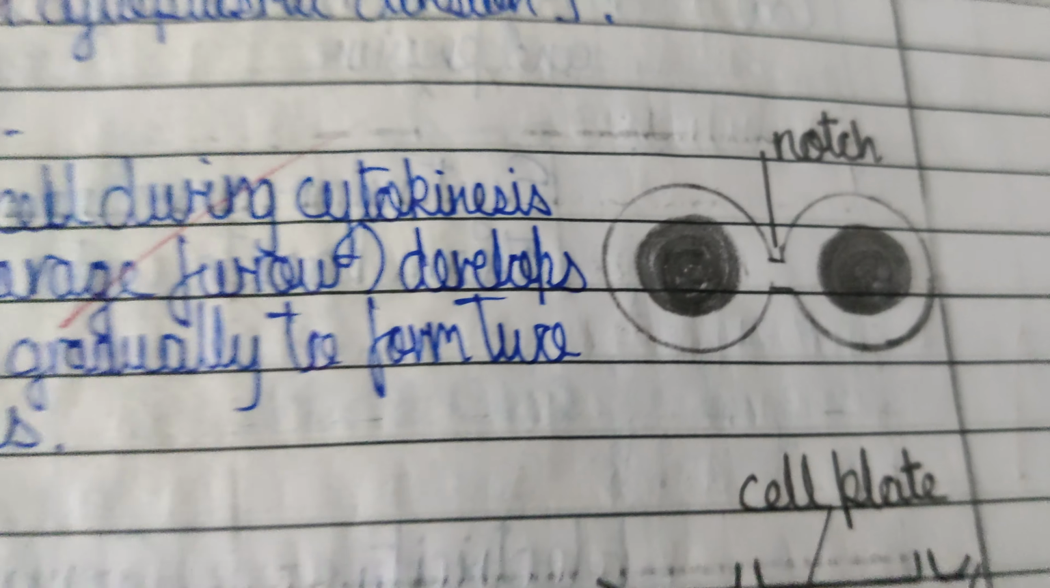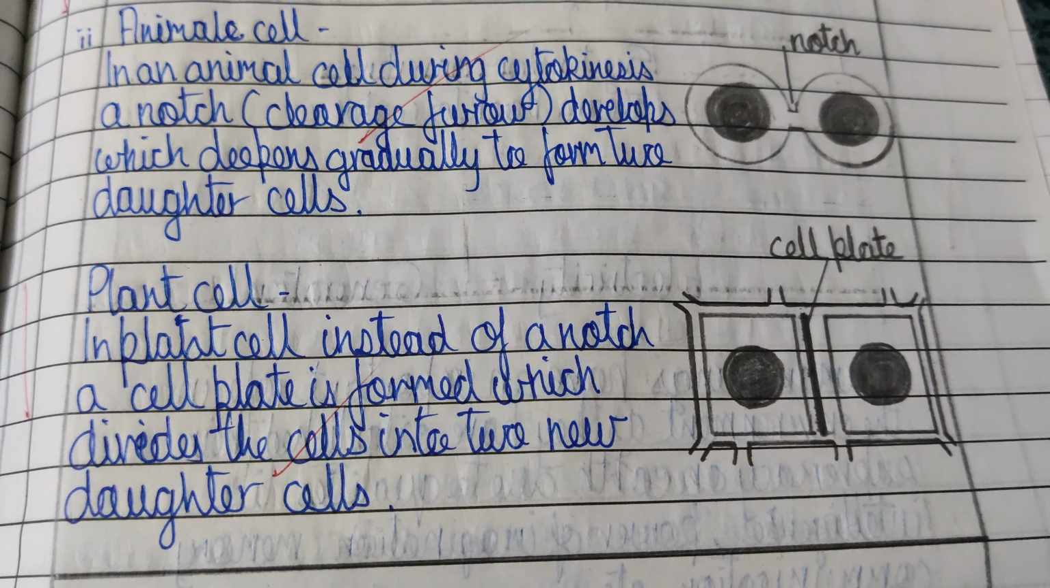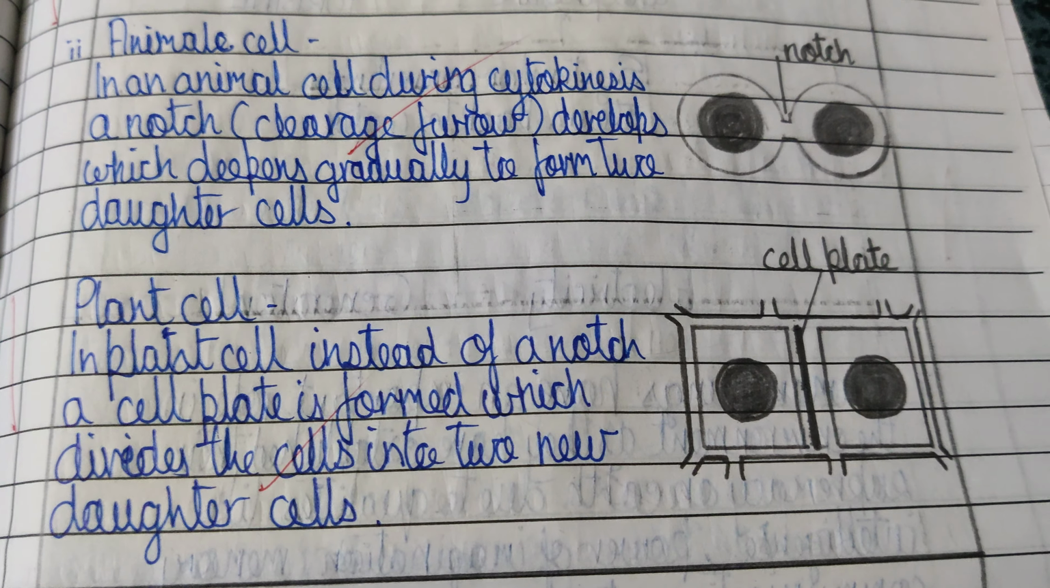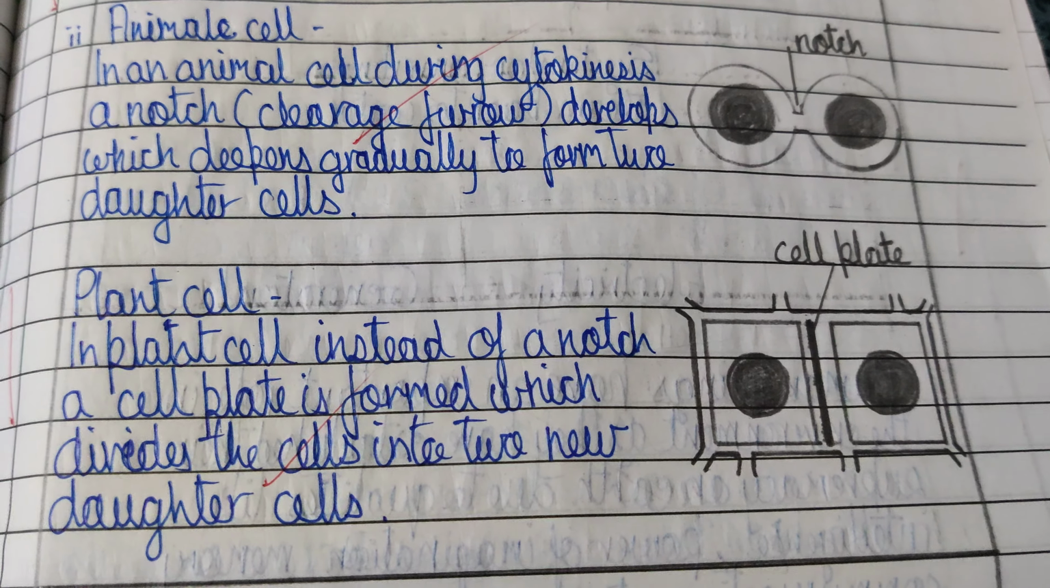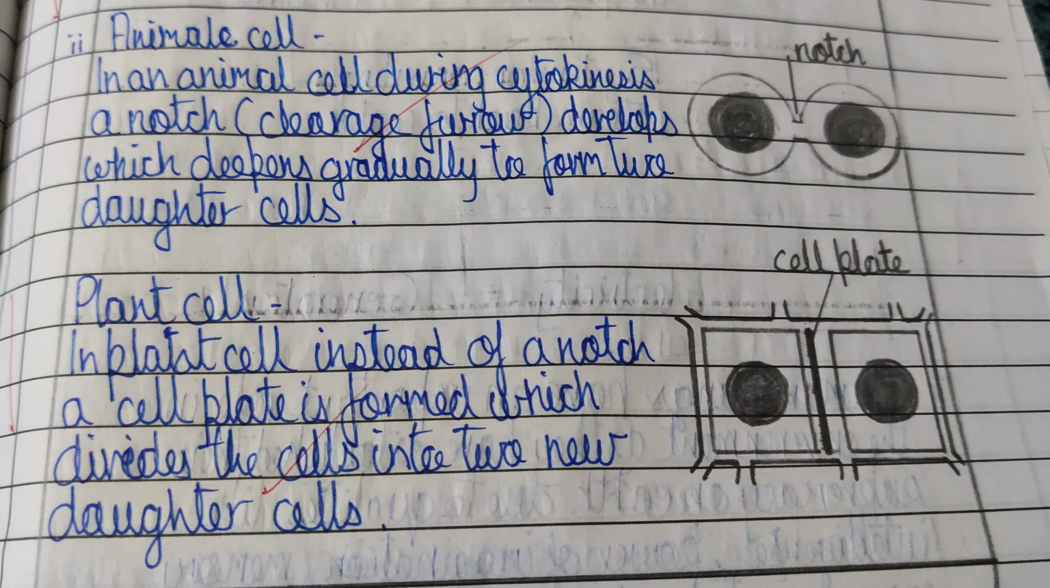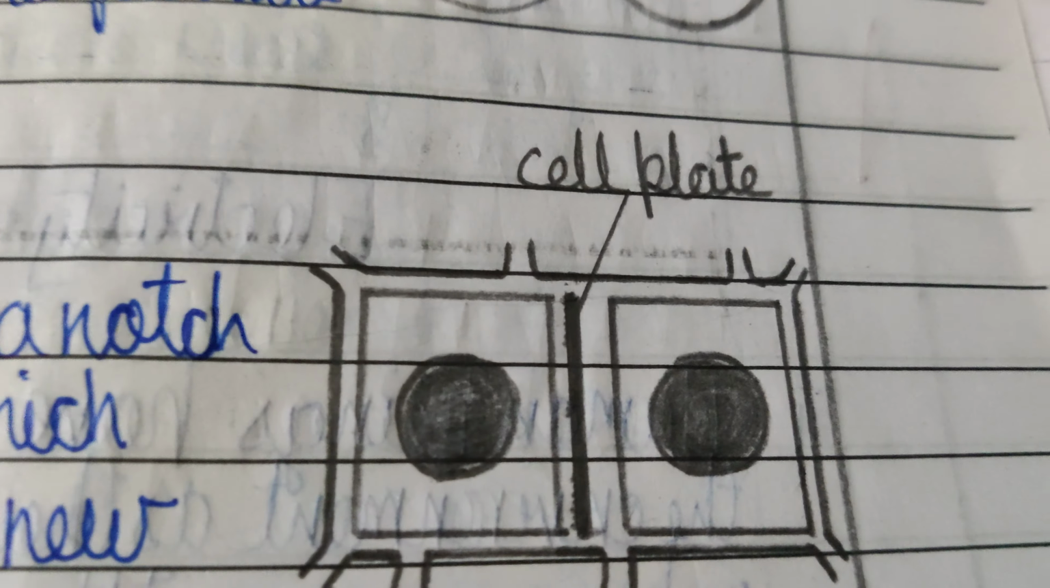Notch. In plant cell, instead of a notch, a cell plate is formed which divides the cell into two new daughter cells. Cell plate.